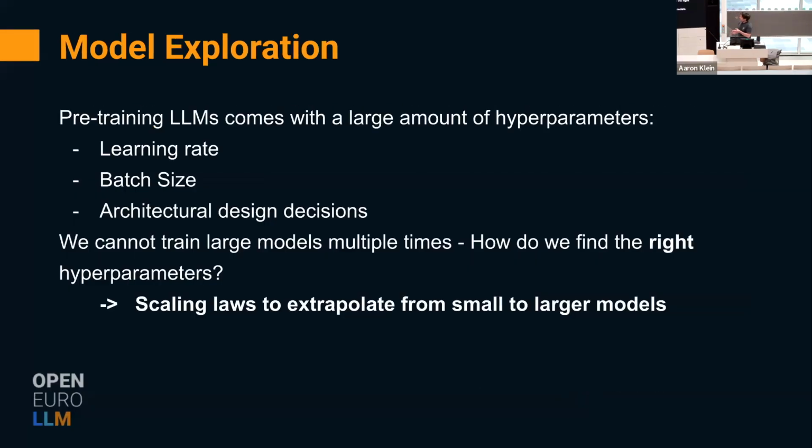Now, once you figured out the data set, the next question is obviously which model you want to train in the end, right? And since it's super expensive, you can't train multiple models on a full scale. So what we need to do is train a lot of models on a smaller scale and then try to extrapolate to the larger scale, right? This is the idea of scaling laws, essentially.